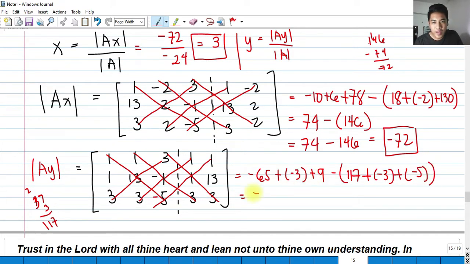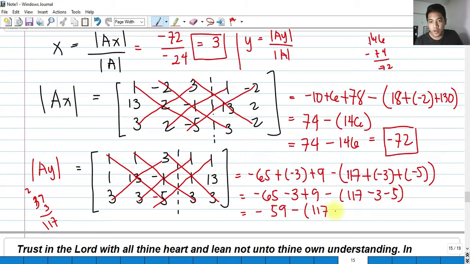So we have here negative 65 minus 3 plus 9 minus 117 minus 3 minus 5. Negative 65 minus 3 is negative 68, plus 9 is negative 59. Then minus 117 minus 8, because negative 3 minus 5 is negative 8. So we have negative 59 minus 117 minus 8, that is 109.